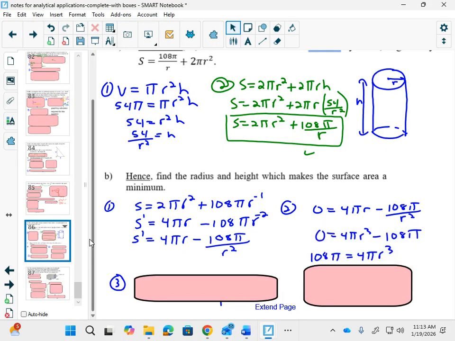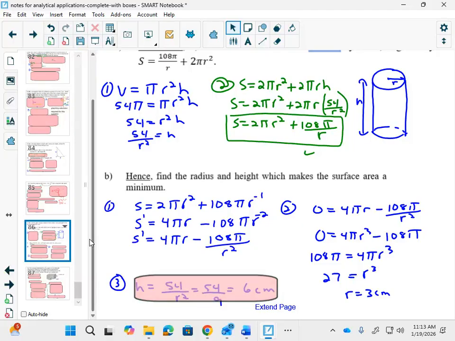So I multiplied everything by r squared to get rid of that denominator. Divide and cube root. And it works out so nicely because they made this a non-calculator question. And once we have r, it said find the radius and the height, so we still need to find the height.